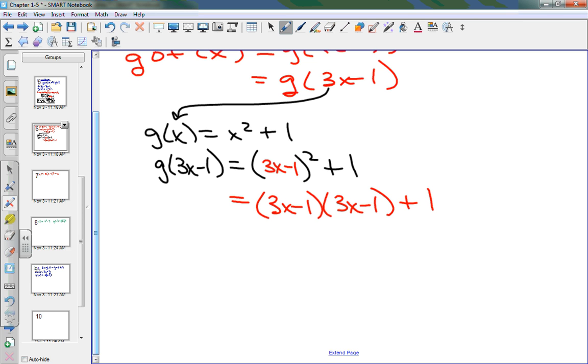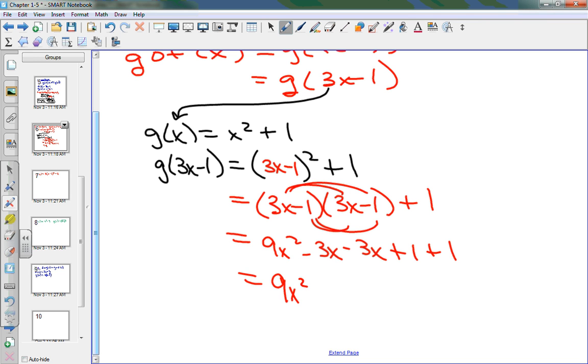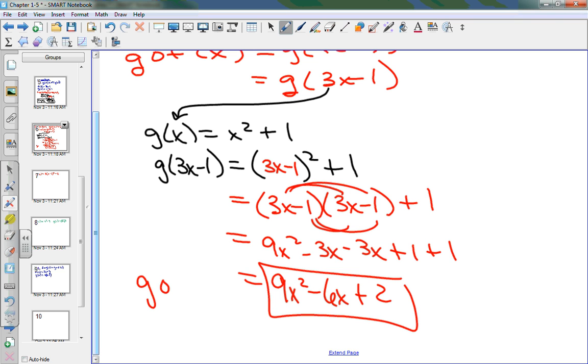And what do I need to do? FOIL it. 3 times 3 is 9x squared minus 3x minus 3x plus 1, plus 1. Combine like terms gives me 9x squared minus 6x plus 2. This is g of f of x. Do we understand that?